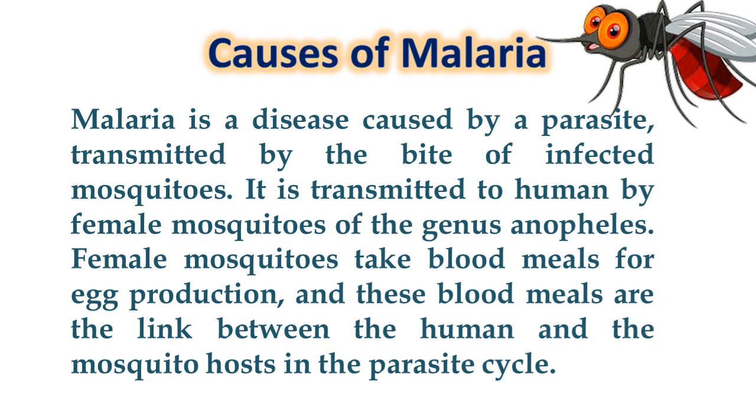Listen, all of you. Malaria is caused by a parasite which is transmitted by the bite of female mosquitoes called Anopheles. These female mosquitoes take blood from the human body, which will help them to produce eggs. Through this activity, they are carrying parasites causing malaria from one person to another.